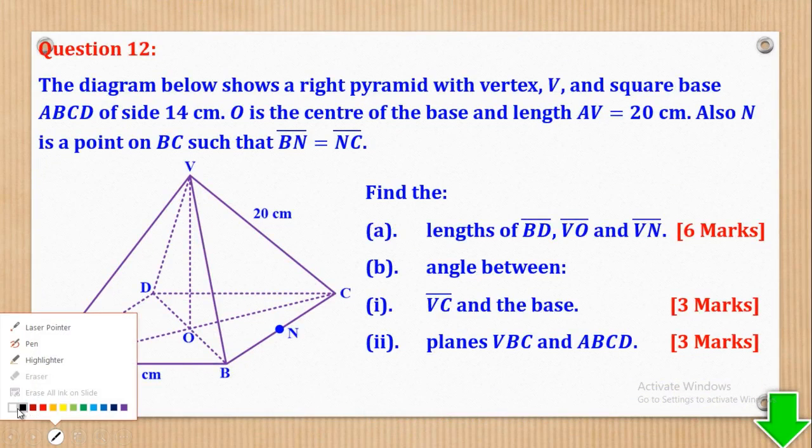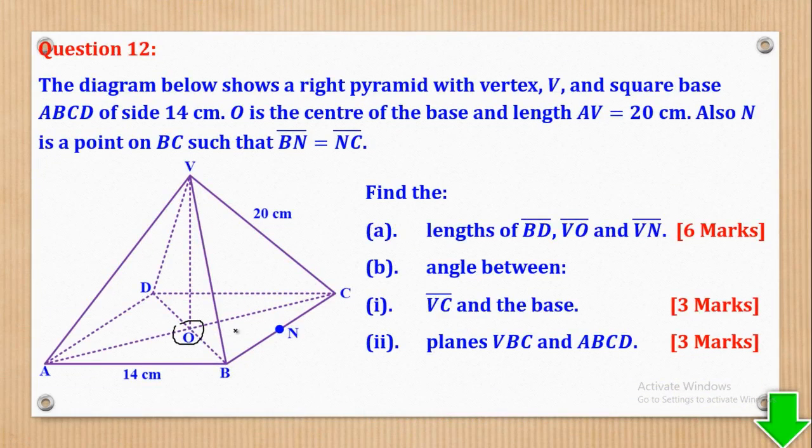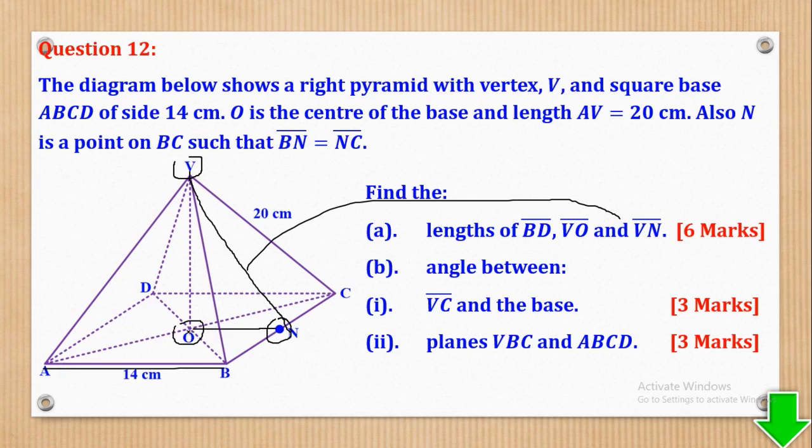If you look at ONV, this is O, this is N, and this is V. So when I extract out this triangle, you realize that VN is what they want, but from here to here is equal to half of this length, which will be 7 centimeters. Then VO is what you have got here, so you can get VN.